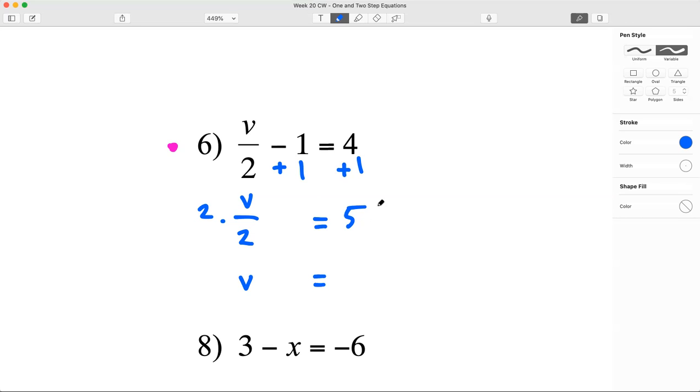However, this 5 is not going to be here. That would be wrong, okay? Because we need to do both, we need to multiply both sides by 2. So we'll multiply this by 2. 5 times 2 is 10. V is 10. And we're done.